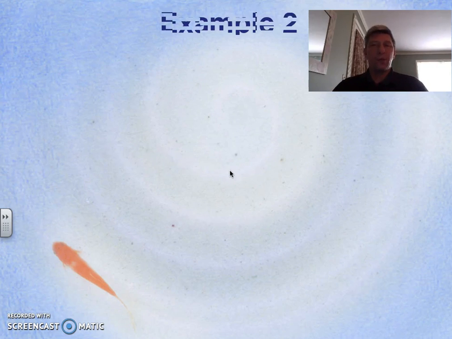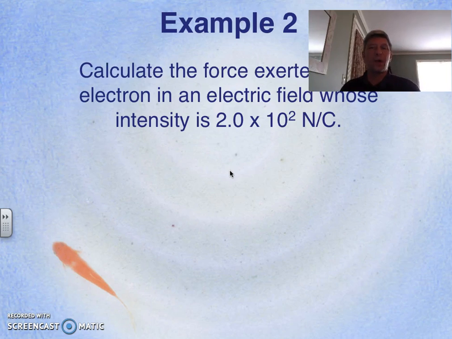This brings us to example number 2, dealing with electric fields, electric field intensity, forces, and charge. So let's start here. Calculate the force exerted on an electron in an electric field whose intensity is 2.0 times 10 to the 2nd newtons per coulomb. We're looking for the force. We've got an electric field with an intensity of 2.0 times 10 to the 2nd newtons per coulomb, acting on an electron.